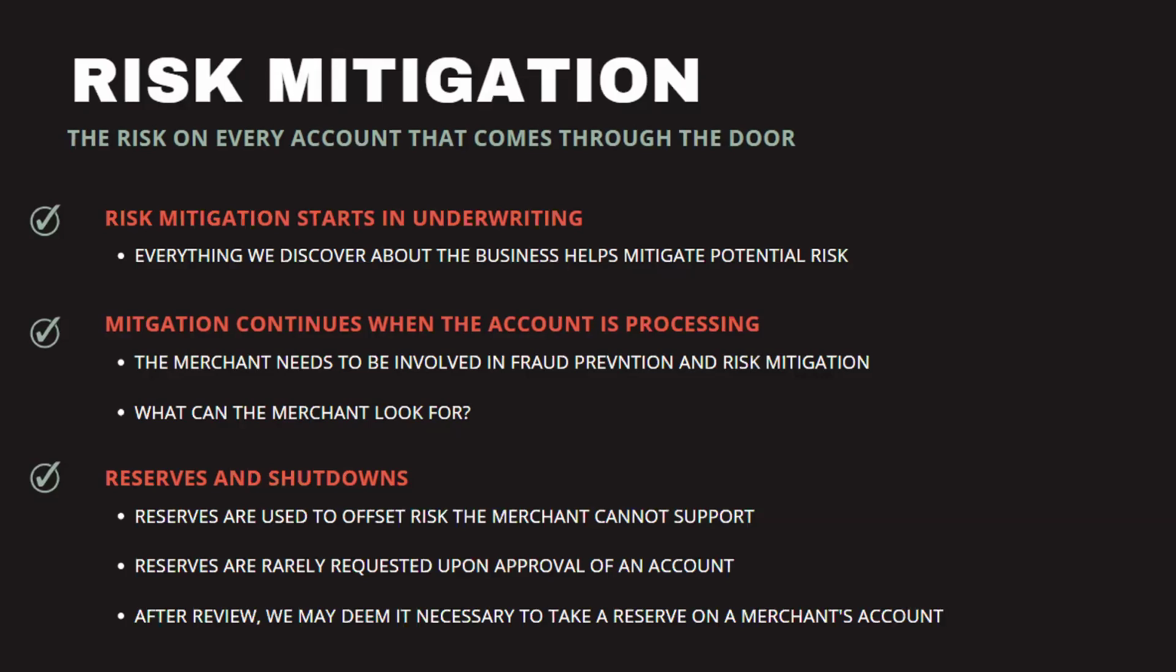As stated before, the information we find out about an account or principal helps mitigate risk. Risk mitigation starts in underwriting. So anything we find out in the beginning helps us mitigate the potential risk we may encounter. And it continues after the account begins processing. The merchant needs to be involved. They need to be on the lookout for suspicious customers. They also need to be very wary of customers willing to overpay for product or asking to wire funds to a third-party shipping company.